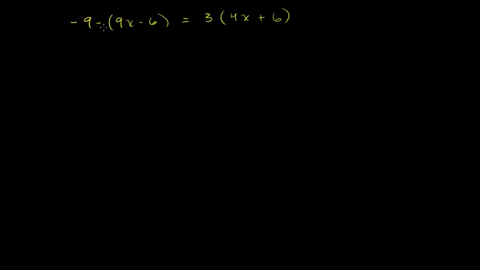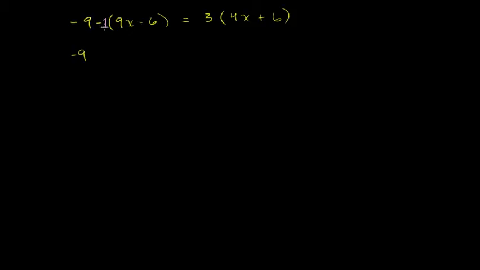This has a negative 1. You just see a minus here, but it's really the same thing as having a negative 1 times this quantity. And here you have a 3 times this quantity. So let's multiply it out using the distributive property. On the left-hand side of our equation, we have our negative 9. And then we want to multiply the negative 1 times each of these terms.